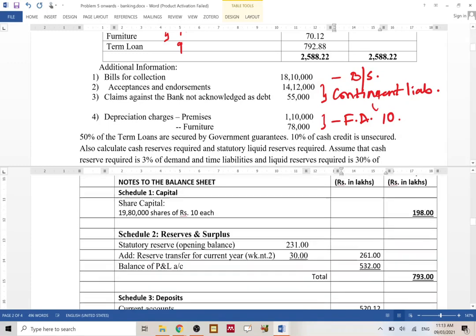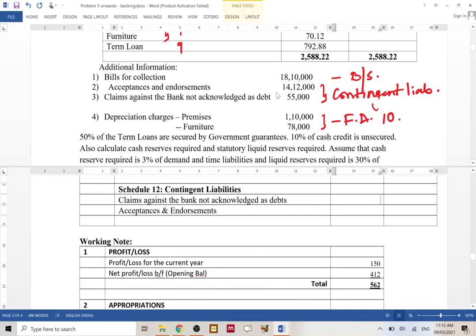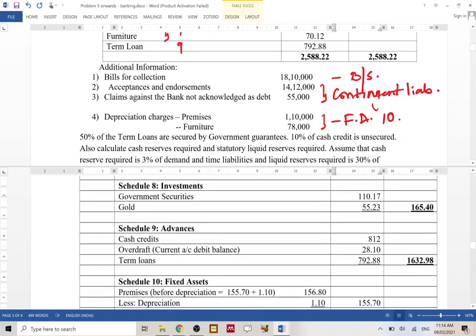Same way, contingent liabilities, we'll prepare the schedule first, the notes. Acceptances and endorsements are 14.12, and claims against the bank not acknowledged as debt is 55,000. So this will be 0.55. Okay, total amount once again of the contingent liability is 14.67. We can transfer this to the balance sheet, or we can transfer all of the schedules at once when we have completed all the notes.